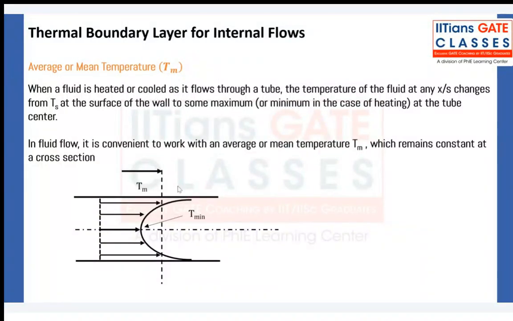What do we do? We need to define a mean temperature or bulk temperature. Sometimes we say bulk temperature, sometimes we say mean temperature. Now, when a fluid is heated or cooled as it flows through the tube, the temperature of the fluid at any cross section changes from TS at the surface. So here it is TS, and it is decreasing, and it reaches T minimum.